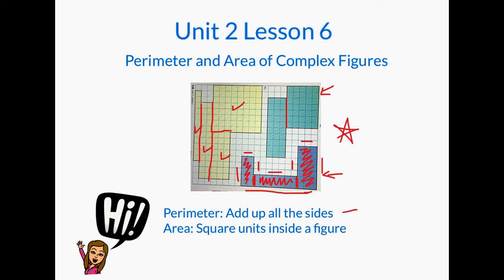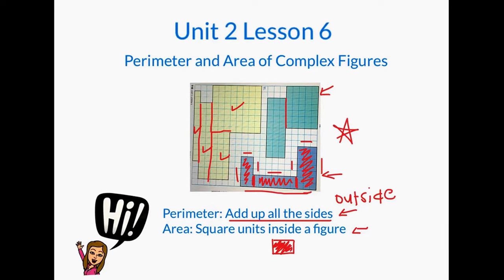As a quick refresher of our important terms from this unit, remember that perimeter is adding up all the sides. Key word here is that we're adding up the sides that are on the outside of our figure. Area, we're finding the square units inside of a figure. So you might be finding how many tiles do I need to tile a bathroom floor, or how much grass sod do I need to lay down in the yard in order to cover the entire yard.